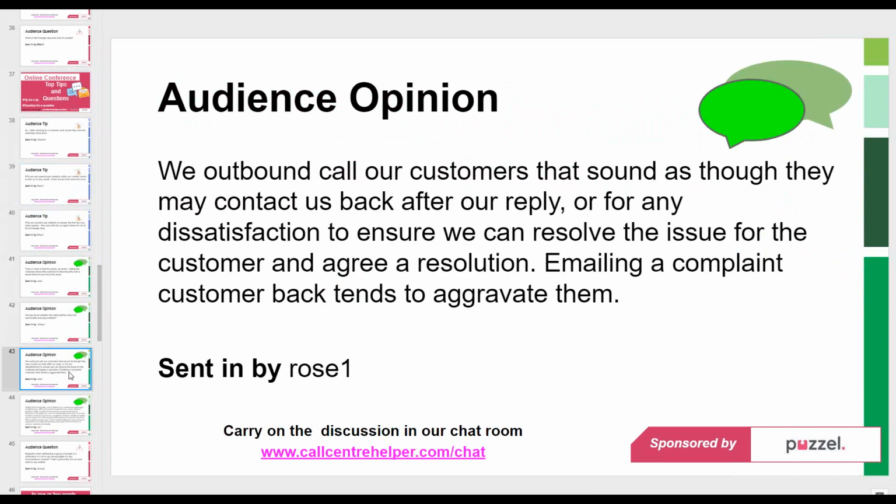Personalizing it, definitely. Yeah, Rose also talks about channel shift: we outbound call customers that sound as if they may contact us back after our reply, or for any dissatisfaction, to ensure we can resolve the issue for the customer and agree a resolution. Emailing a complaint back to a customer, if someone complains, emailing back can tend to aggravate them.